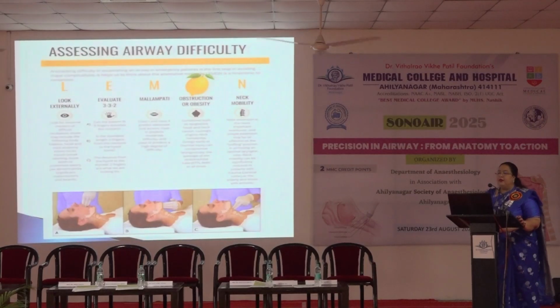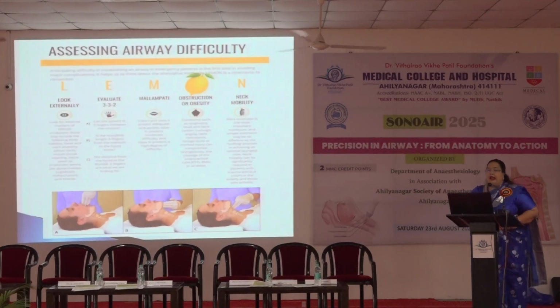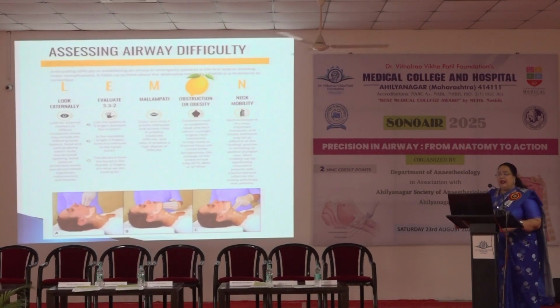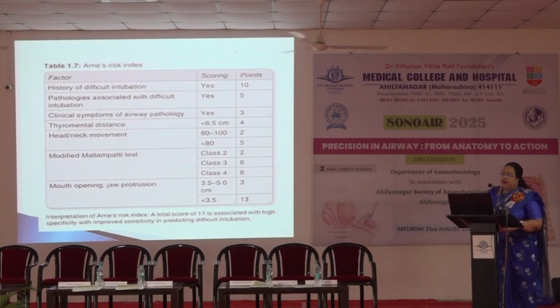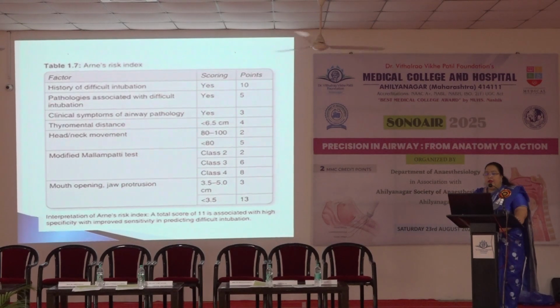Then coming to LEMON score. LEMON score is a mnemonic, here L is look externally, E is evaluate 3:3:2 ratio, M is for Mallampati, O is for obstruction or obesity and N is for neck mobility. Then coming to Arné's risk index, it consists of total points.